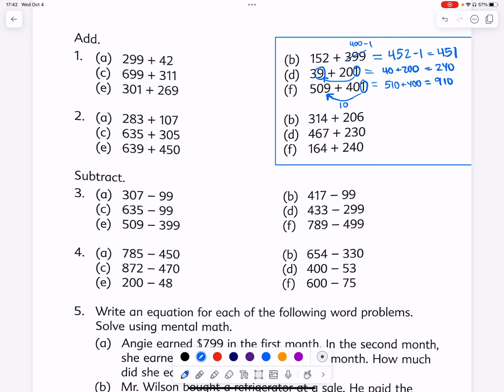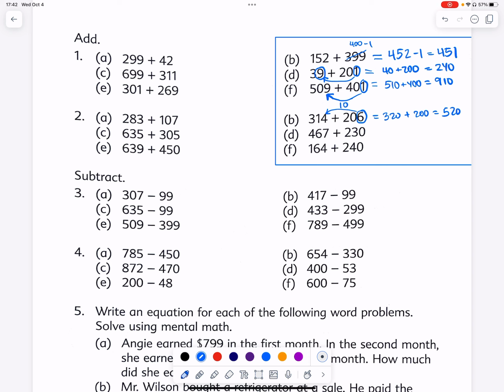Let's go down to number 2. Again, let's do 314 plus 206. We have a 6 in the ones. Let's add it first to 314. I'm going to write it out, you don't have to. We have 320 plus 200 remaining becomes 520.